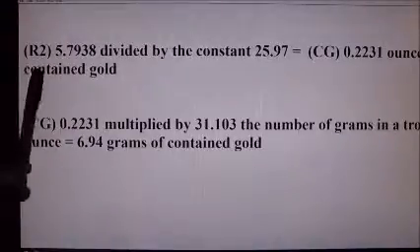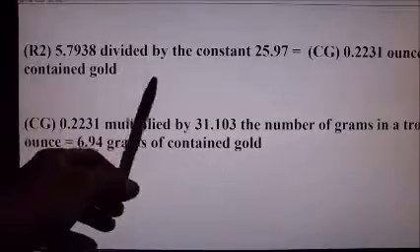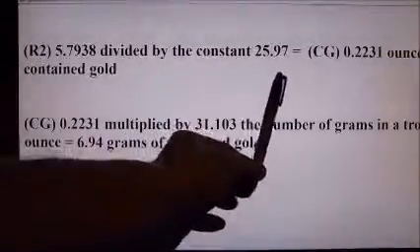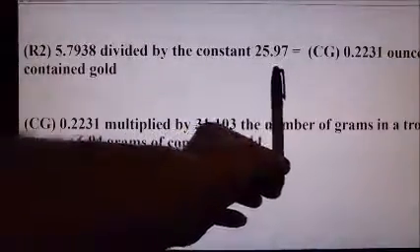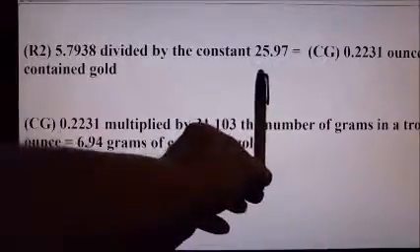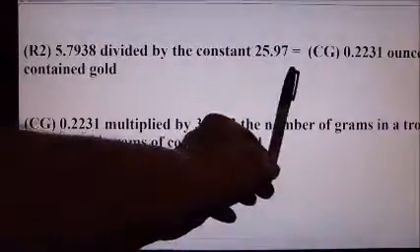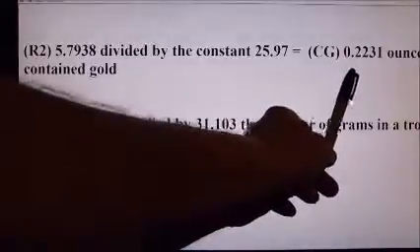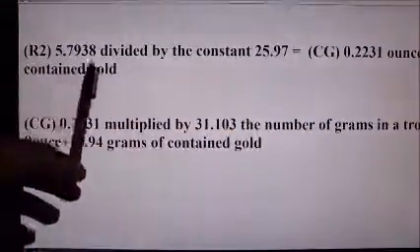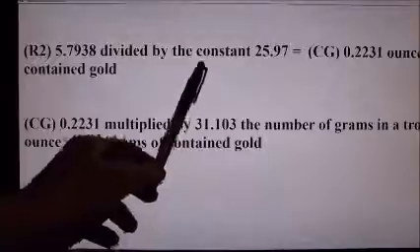Now we take that and we divide that by the constant. This is the number that is always used for the specific gravity test, which is 25.97. And that equals 0.2231 ounces of contained gold in this piece.